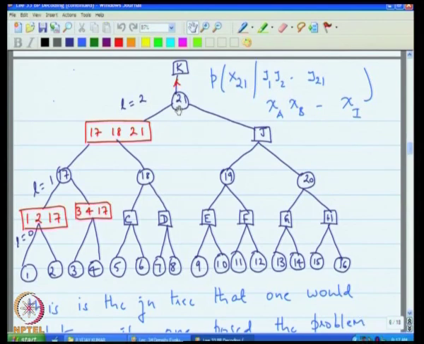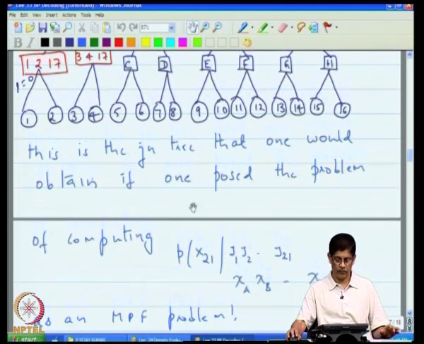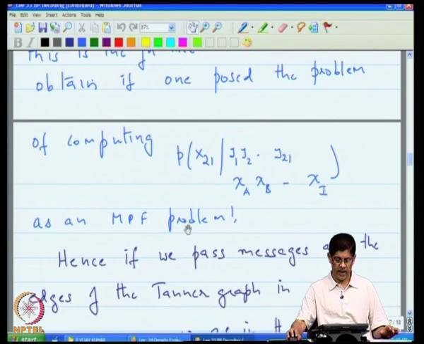So when the neighborhood is cycle free, I made the point that if you write down these parity checks the way we did for the 742 code, in terms of listing all the variable indices that they check parity on, then you see that in fact it is a junction tree. The way you check for a junction tree is just by projection. Let us project it, for instance, on variable 17. If you project onto 17, you get a connected graph consisting of these 4 nodes. Similarly, in every instance you get a connected tree, and therefore this is a junction tree. This is the junction tree that one would obtain if one posed the problem of computing this as an MPF problem.